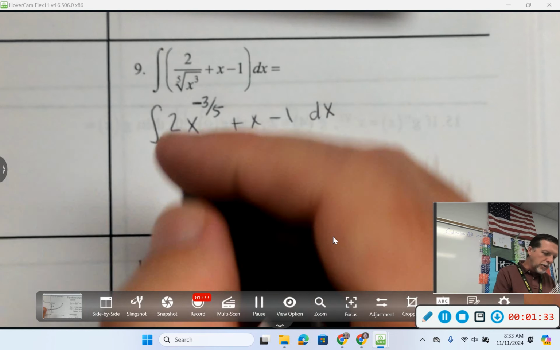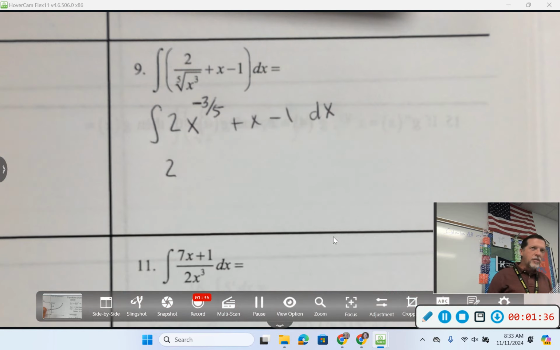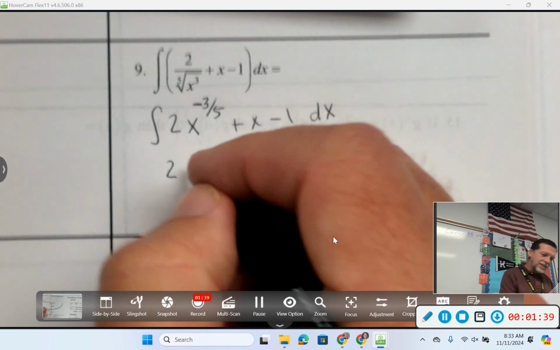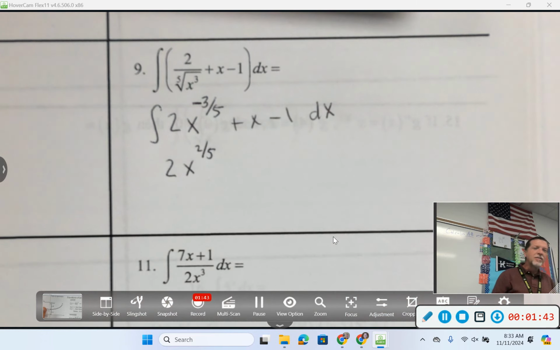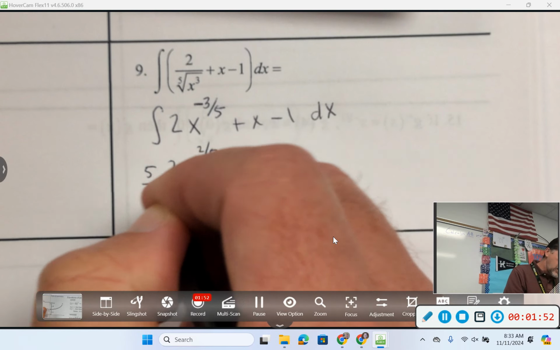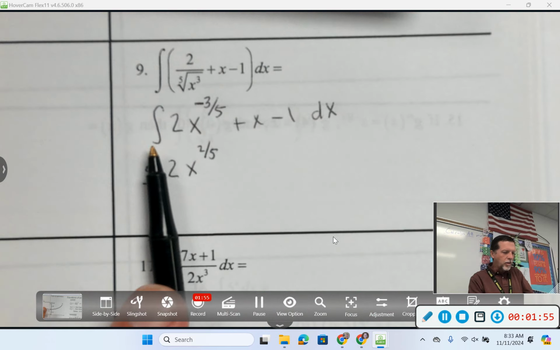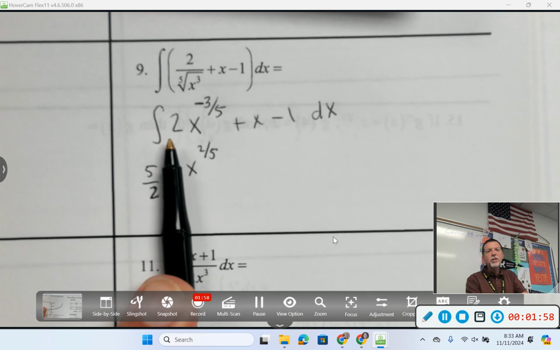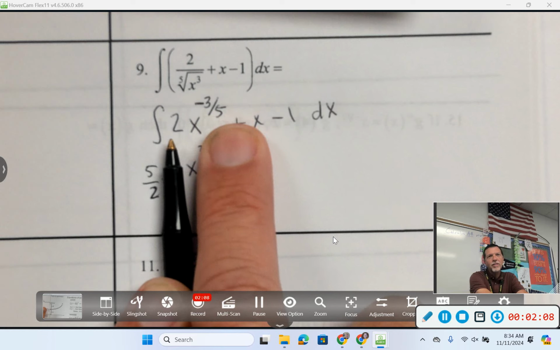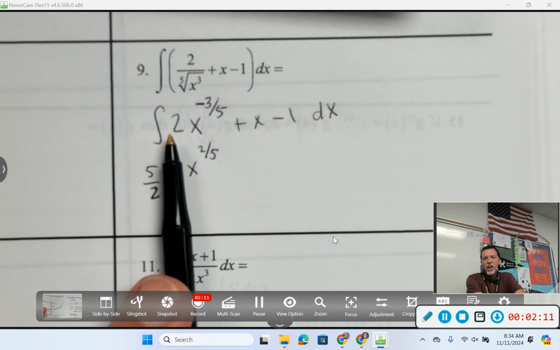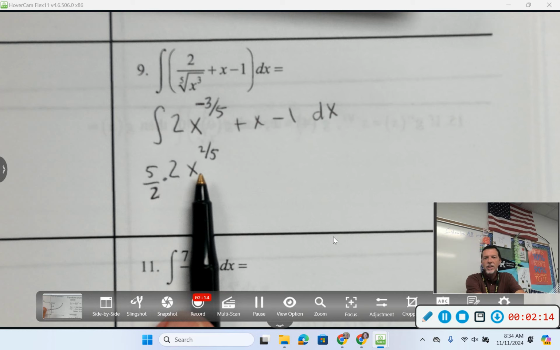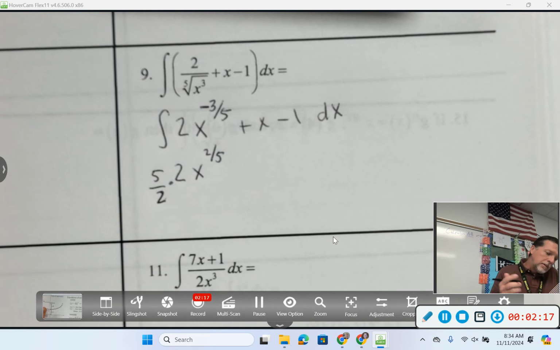Okay, so increase the power by 1. Negative 3/5 plus 1? 2/5. And then divide by 2/5. But that's the same thing as multiplying by 5 halves. And if you ignore that 2 there for a minute, that makes sense, because if we took a derivative of 5 halves x to the 2/5, we'd bring the 2/5 down, it would cancel the 5 halves, we'd decrease the power by 1 and be back to negative 3/5. So these sort of check themselves as you go if you'll take the time to make sure. We could clean that up a little bit in a minute, but we don't have to.